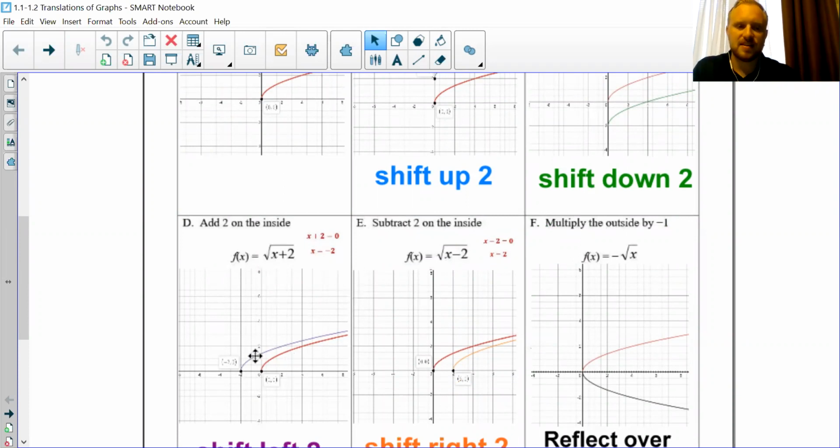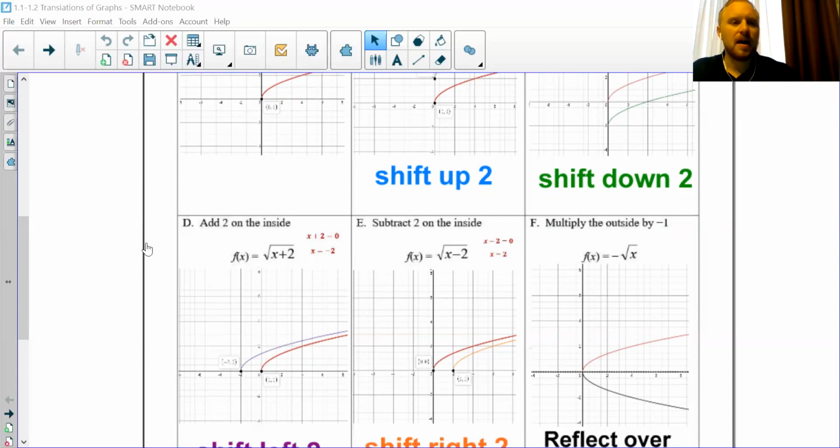So we're shifting it to the left too. Okay? Now notice that if I do subtraction, you can guess what's going to happen. It's going to go minus 2, so it's going to go to the right 2. Okay, same concept. If you were to set x minus 2 equal to 0 and solve, you'll notice that you'll get a positive x value, being positive 2.